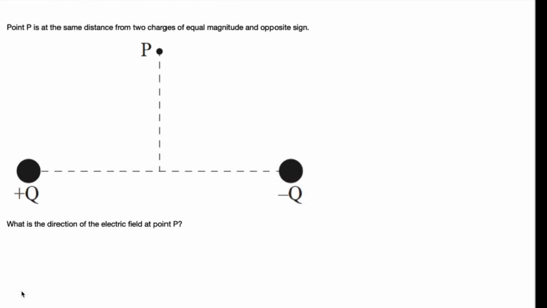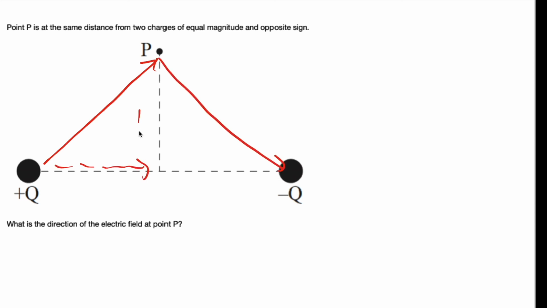Point P is in the same direction from the two charges of equal magnitude and opposite sign. What is the direction of the electric field at point P? Those two charges are going to produce electric fields of the same magnitude. The positive charge is going to radiate outward, and the negative charge is going to radiate inward.